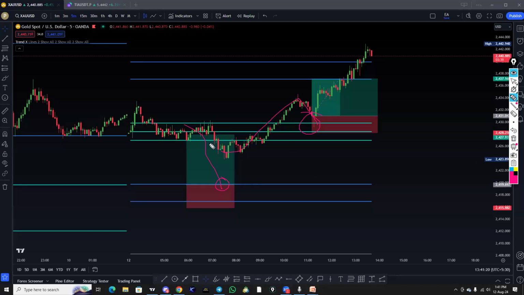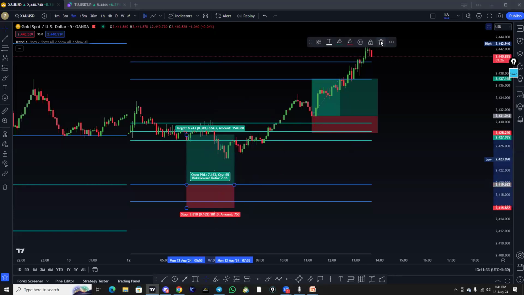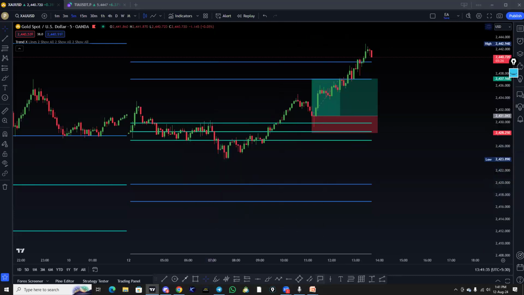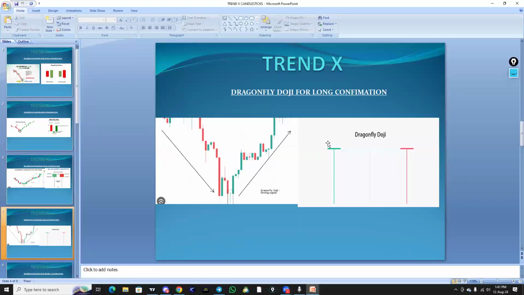Correct. So here you should be very careful, because sometimes it will look like this. Until we see any candlestick confirmation, we are not entertaining or taking any trades. Okay, this is a dragonfly doji, the same candle which I showed you. Now, any candle. So I'll just come back to those four candles.